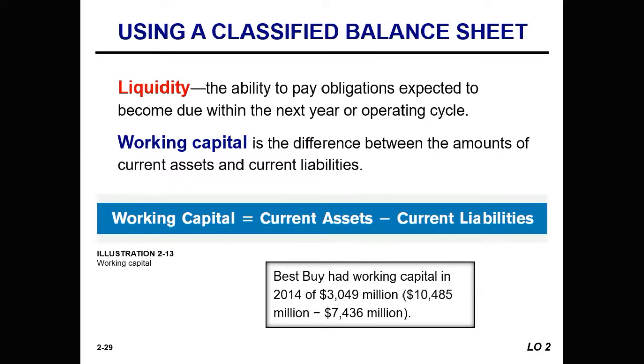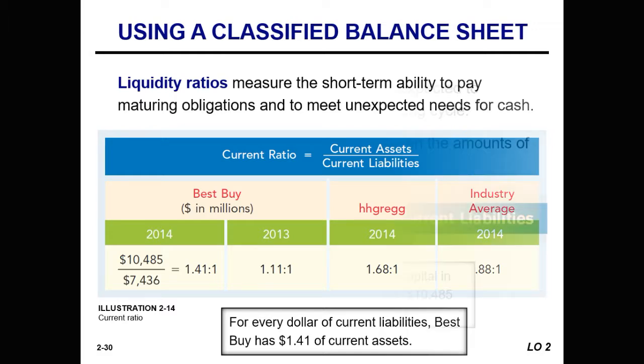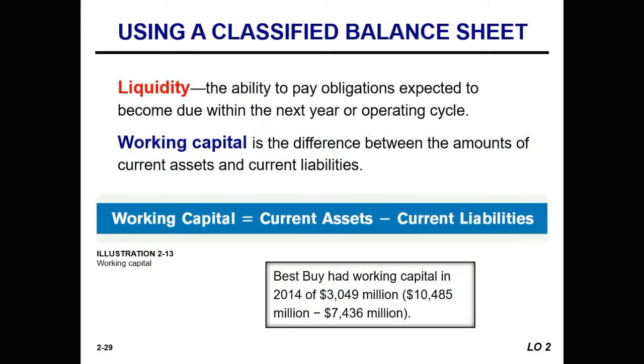That particular formula is current assets minus current liabilities. So Best Buy had working capital in 2014 of $3,049 million. That is $10,485 million in current assets less $7,436 million in current liabilities. This tells us how much of the current assets are left if we satisfy all of the current liabilities.